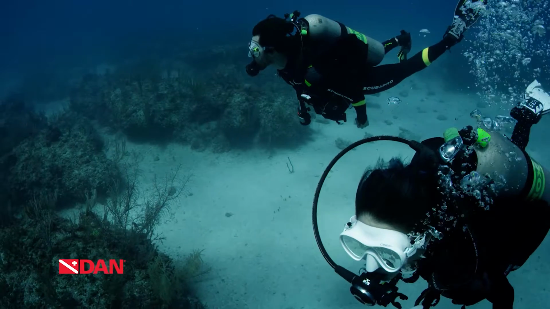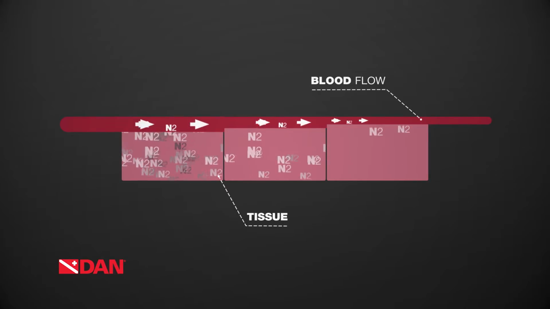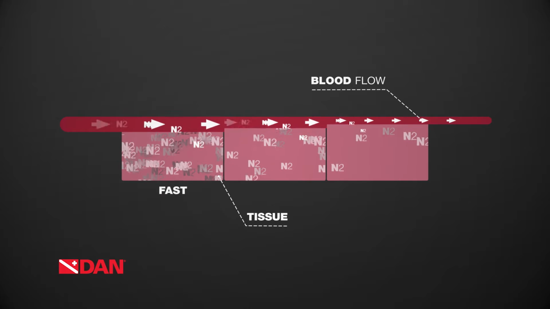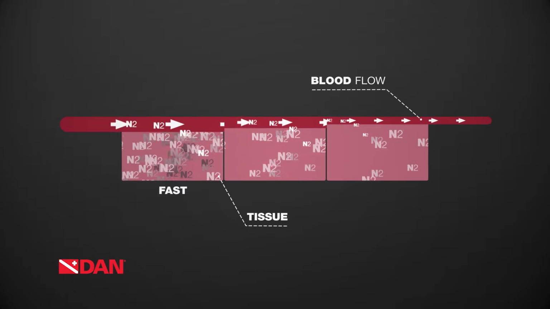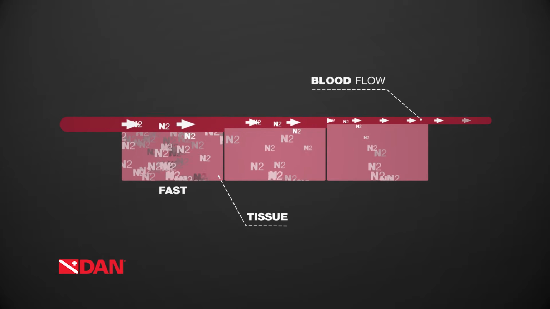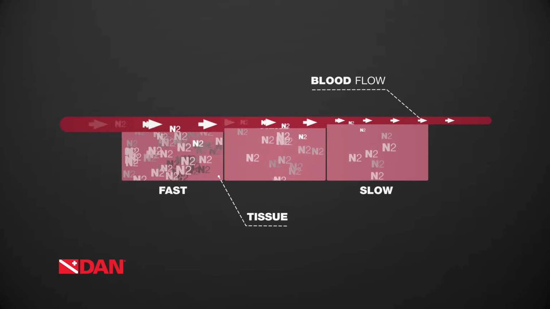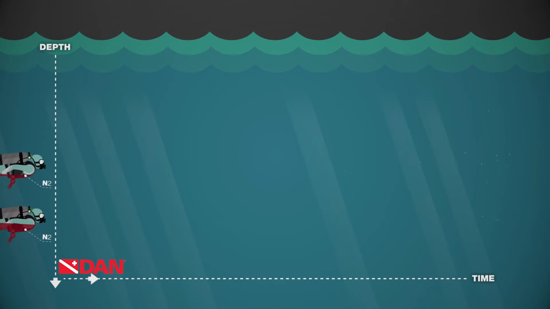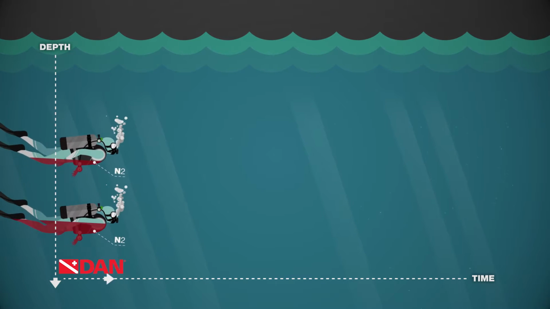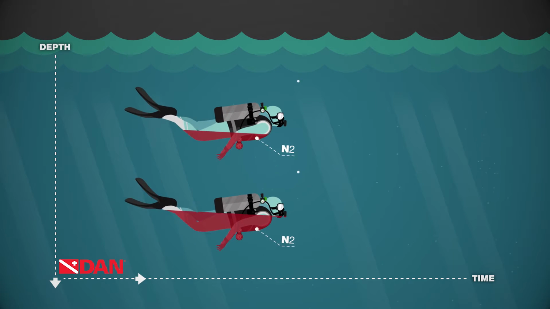During the dive, certain tissues and organs that receive a lot of blood accept the dissolved gas quickly. These are known as fast tissues. Other tissues that receive less blood are exposed to a smaller amount of dissolved gas to absorb. These are known as slow tissues. The amount of dissolved gas depends both on the pressure and on your time at depth. The deeper you go and the longer you stay, the more dissolved gas you will have in your body.